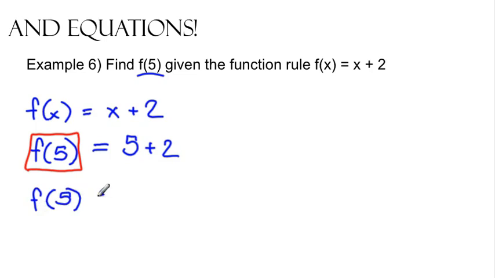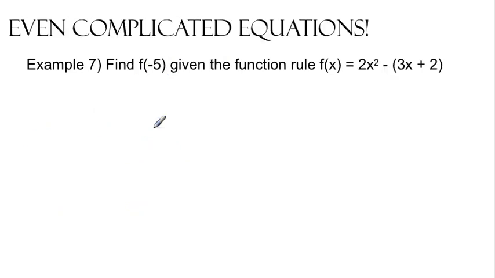It is f of 5 equals, well, 5 plus 2 is 7. And now I've answered the question. I've found f of 5. f of 5 is equal to 7. All I did was substitute in my domain value for x. Now, of course, this can get very complicated. We can have a big, nasty expression like this, but it turns out that it changes nothing. It's still the same stuff that we've already done.